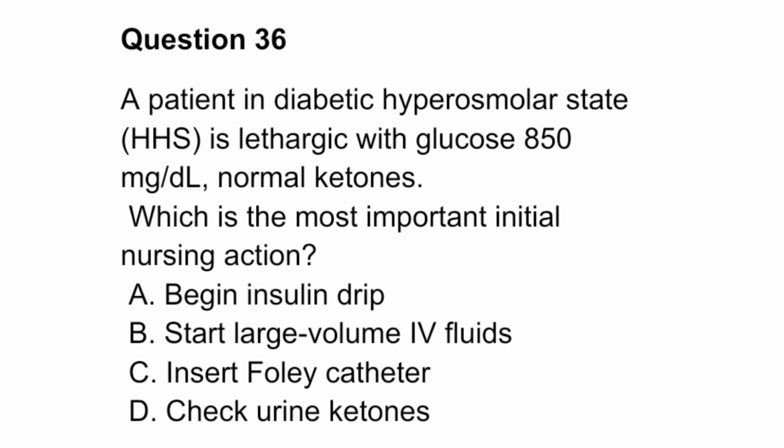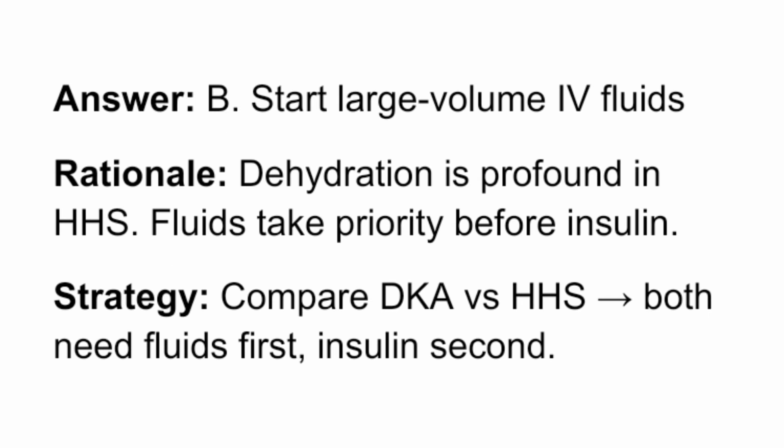Question 36. A patient in diabetic hyperosmolar state, HHS, is lethargic with glucose 850 mg per deciliter, normal ketones. Which is the most important initial nursing action? A. Begin insulin drip. B. Start large volume IV fluids. C. Insert Foley catheter. D. Check urine ketones.